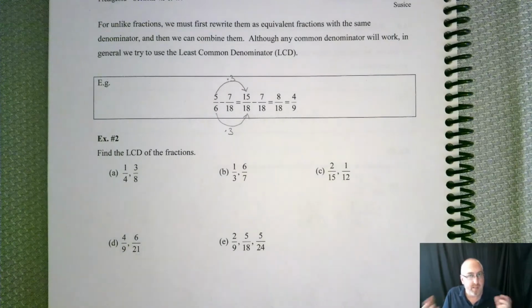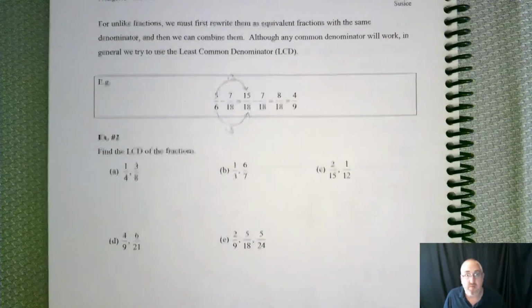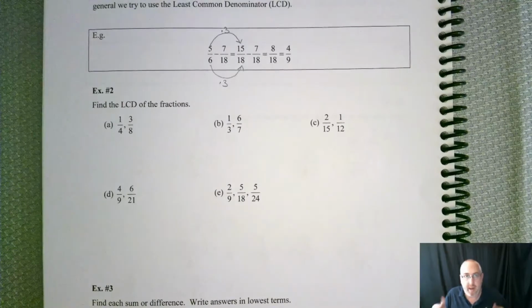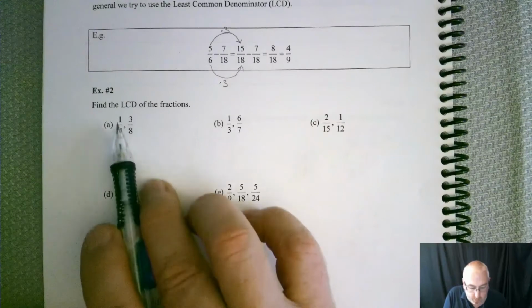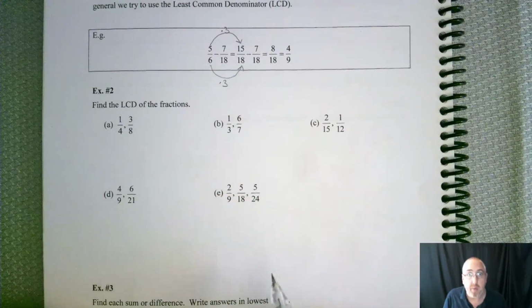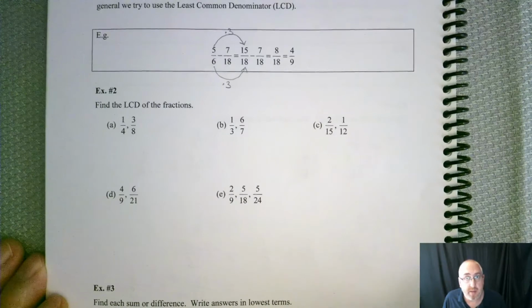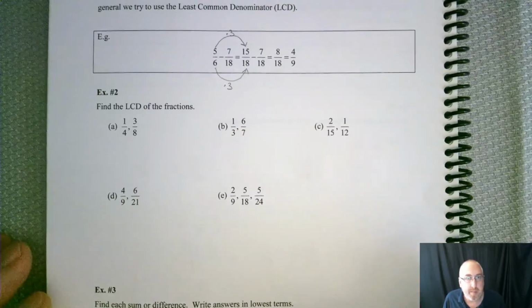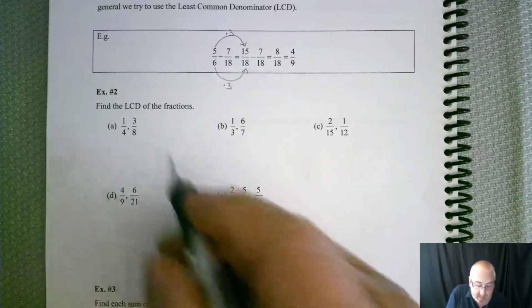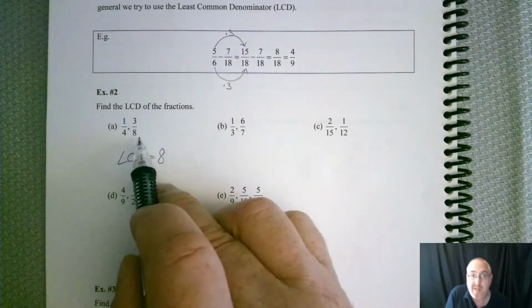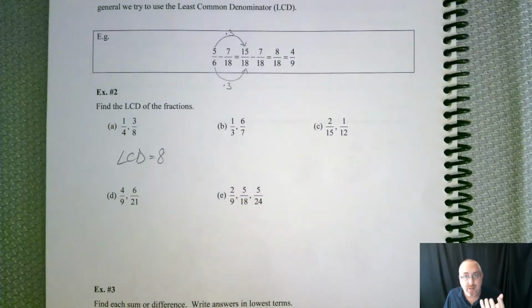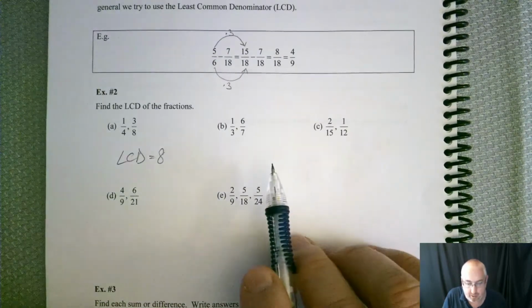Now, sometimes this process is a little confusing, so we're going to break it out as far as finding the LCD before we start adding and subtracting. So if we've got 1/4 and 3/8, and we want a common denominator, what would that least common denominator be? The answer is 8. And the reason why is because 4 goes into 8 evenly. As soon as you can see that the smaller one goes into the larger one evenly, you're done. That is your LCD.